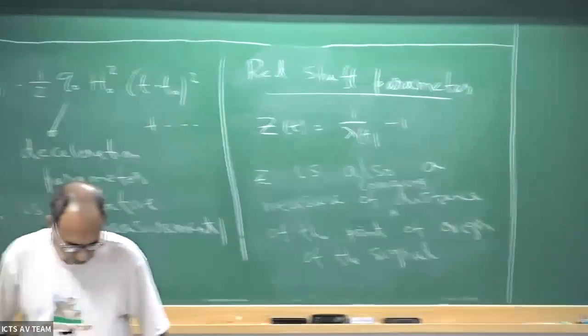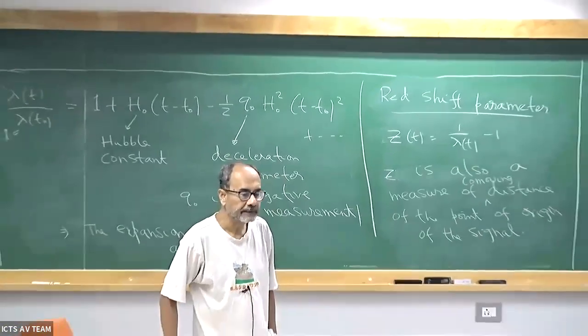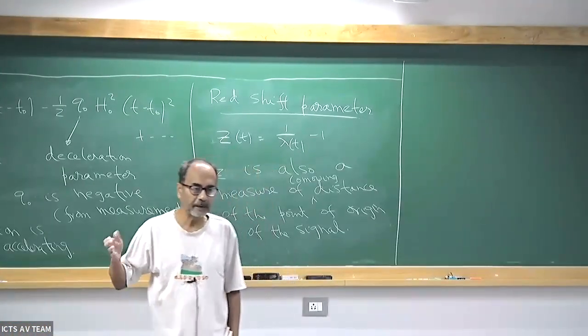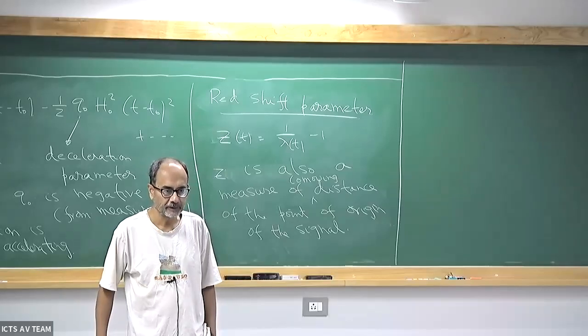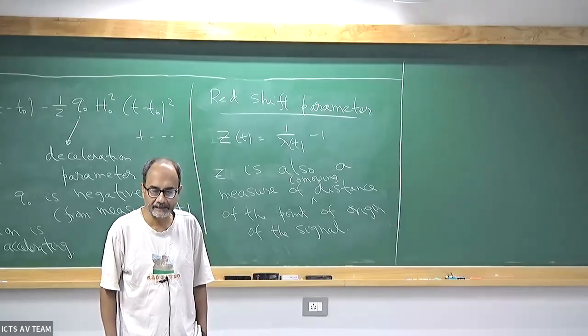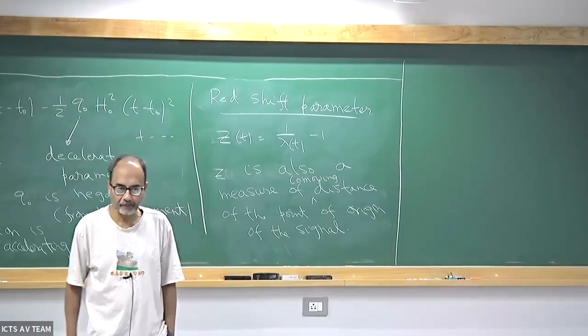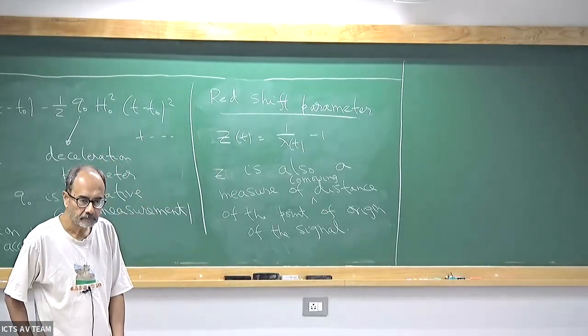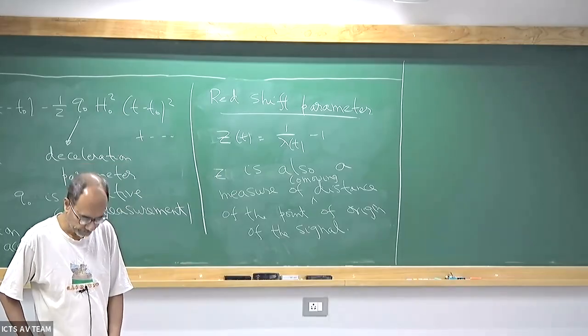This assumes that lambda of t is a monotonic function. Yes, indeed. This assumes lambda of t is a monotonic function. That we have not proven, but we will see it once we write down the answers. Let's take that for granted for now. Lambda of t is a monotonically increasing function, but that's an input from GR, indeed.